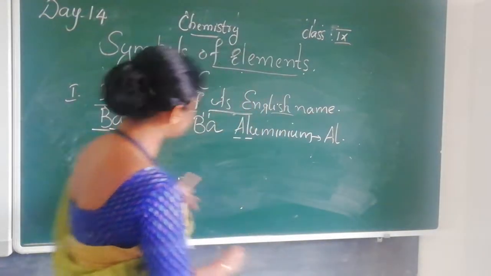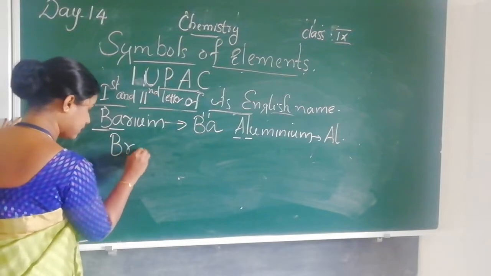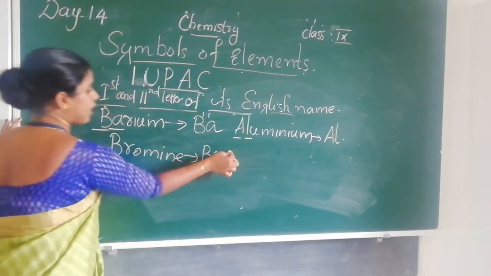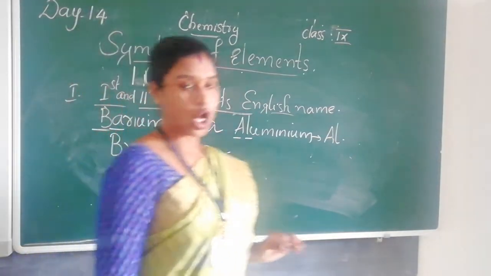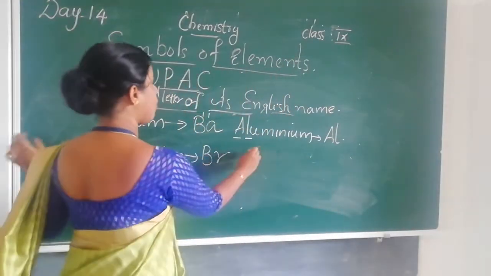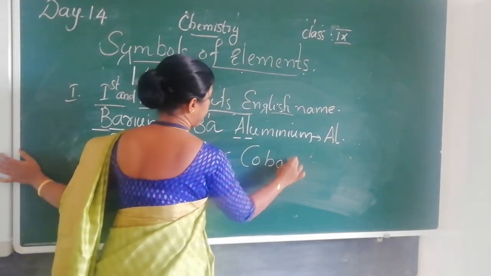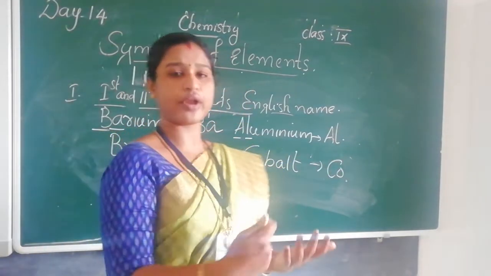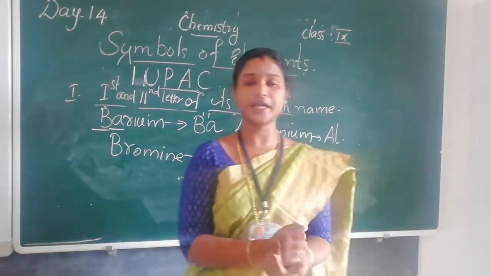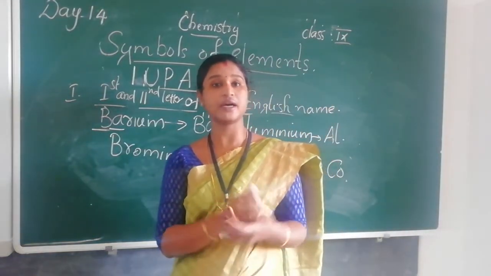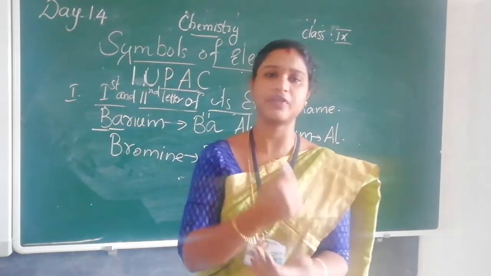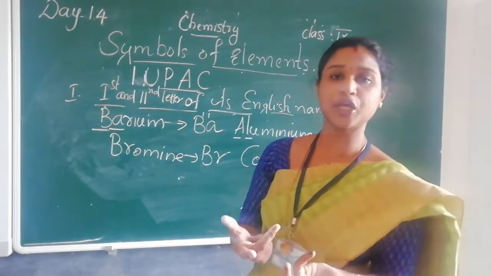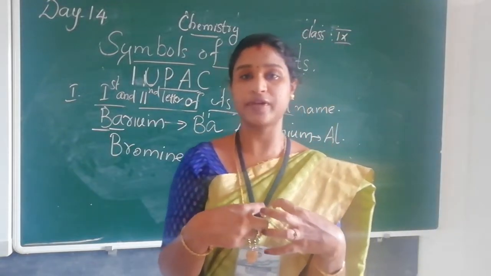And then bromine. It's BR. Cobalt. CO. So I just wrote the 4 examples over here. In your textbook, table 3.1 is there. A lot of symbols will be there. I will give it as a note and we will discuss. So here I just want you to understand how the symbols of elements are taken.